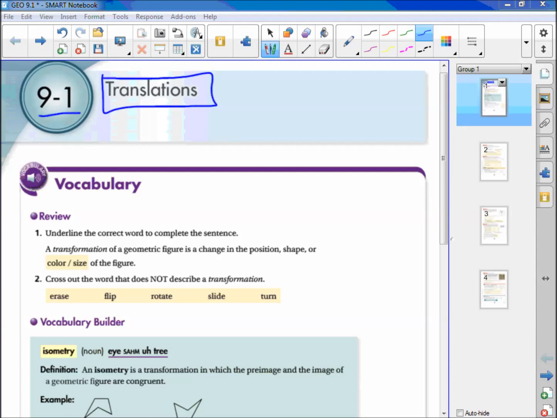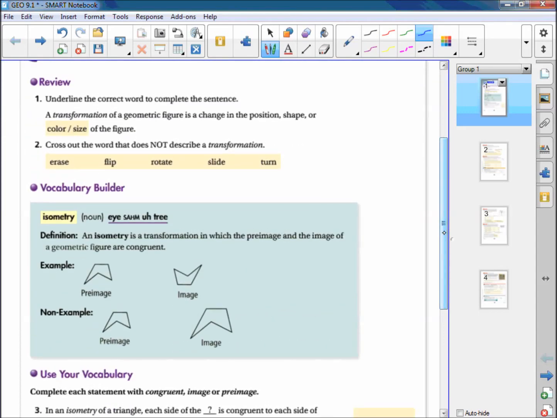Okay, so we have some vocabulary first. Underline the correct word to complete the sentence. A transformation of a geometric figure is either going to be a change in its position, shape, or size of the figure. So not the color. We don't care about the color in geometry. Cross out a word that does not describe a transformation. The wrong word here is going to be erase. We're not going to erase something for a transformation.